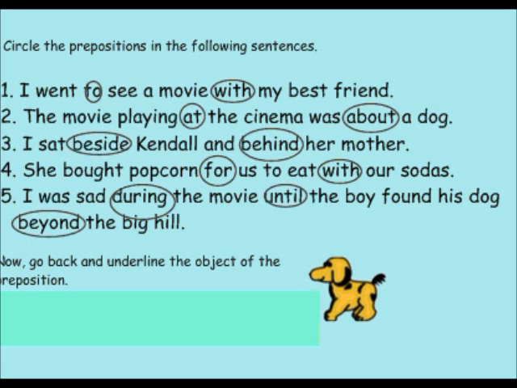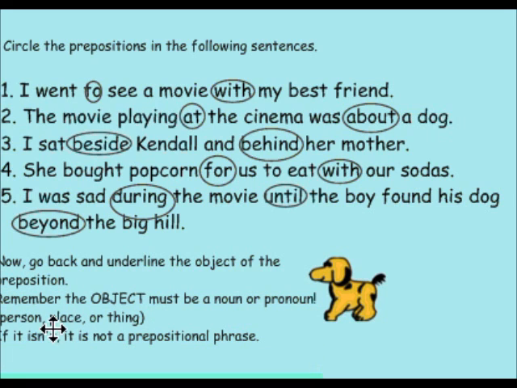Okay. Now remember, we're going to go back and underline the object of the preposition. The object has to be a noun or pronoun. If it's not a person, place, or thing, it is not a prepositional phrase, and that must not be a preposition in this case. So I went to see a movie. To what? To see. Is see a person, place, or thing? No, it isn't. So in reality, this is not a preposition.